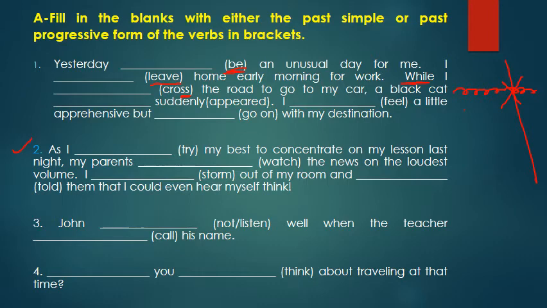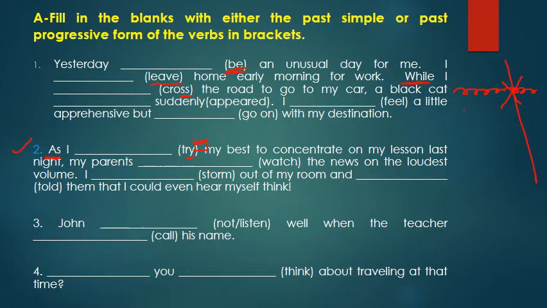Number 2, as also is like while. When you see as or while, it means you need to use the progressive form. As I was trying, of course it ends with a Y, I keep everything as it is, and add -ing. As I was trying my best to concentrate on my lesson last night, my parents, meaning two actions were happening at the same time, were watching the news on the loudest volume. I stormed out of my room and told them that I couldn't even hear myself think.